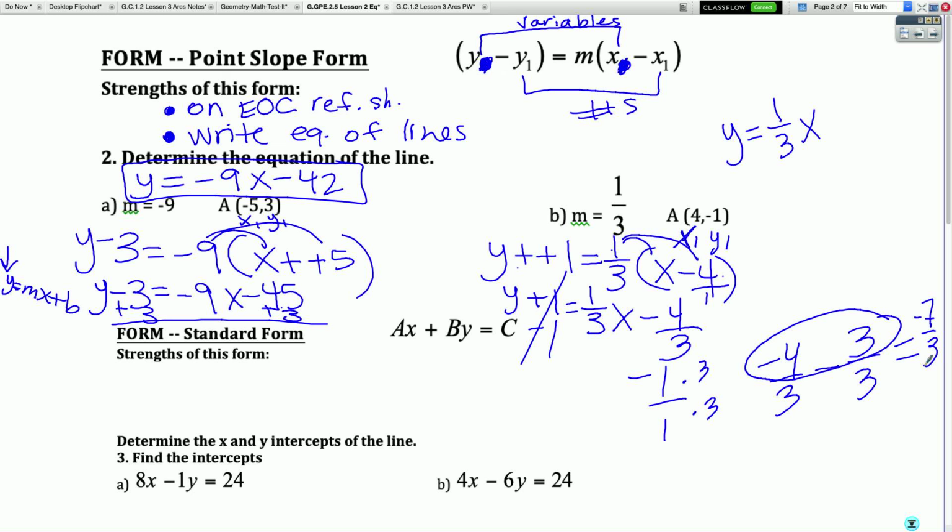-7/3. So my final answer is 1/3 x minus 7/3. Always good to remember our basic skills. I know everybody loves fractions so much.